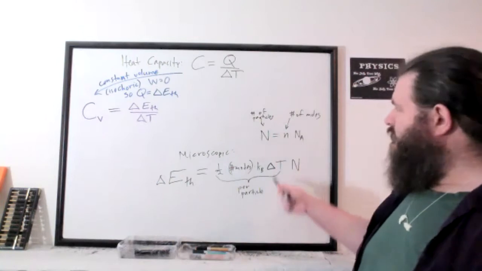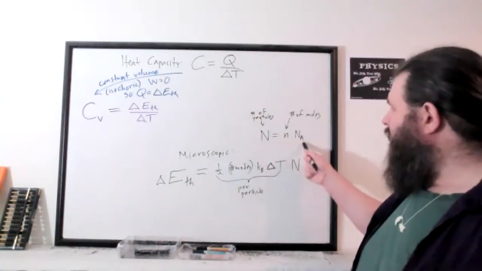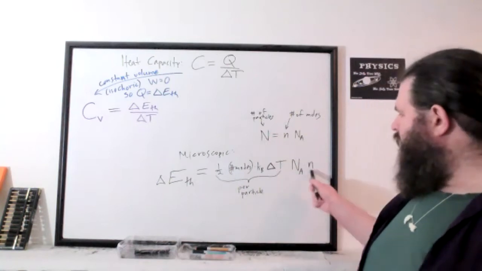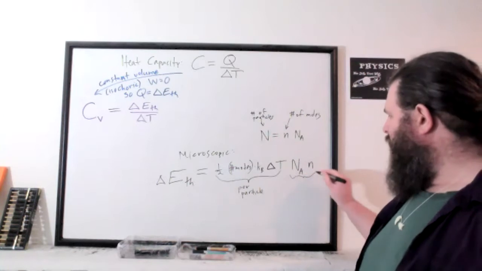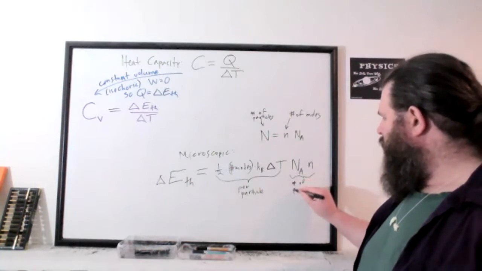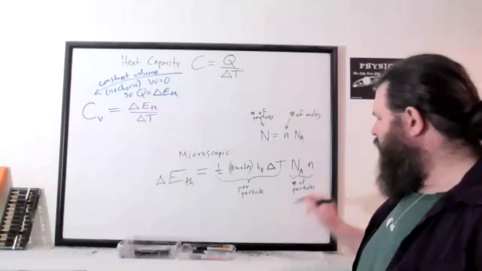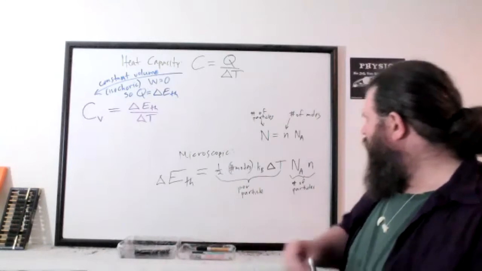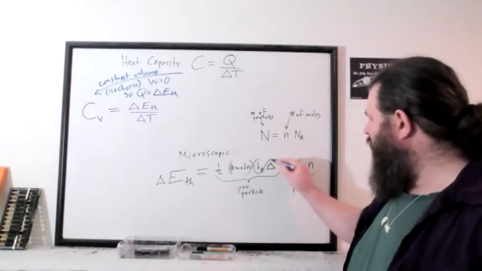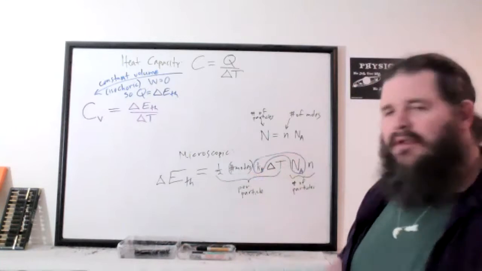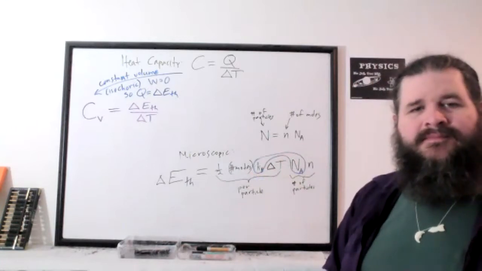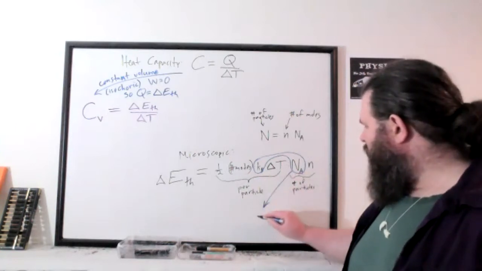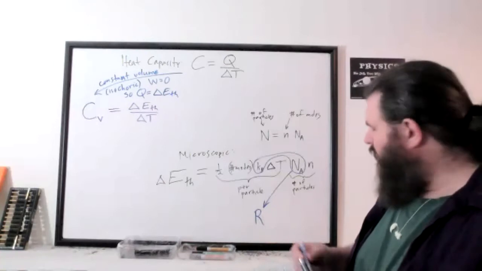So we can make this substitution. Number of particles can just be replaced by Avogadro's number times number of moles. So this is just another way of writing the number of particles. And some other convenient substitutions we can make. We have Boltzmann's constant and Avogadro's number multiplied together. What do those combine to? R, the ideal gas constant. Yeah, exactly. That's just the ideal gas constant R.